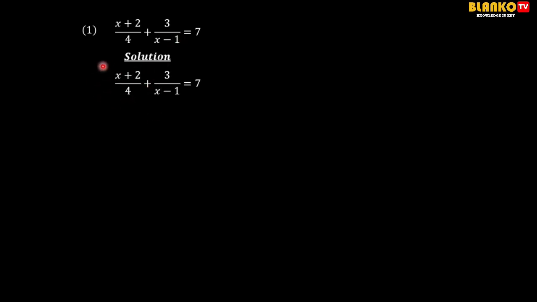So let's start with the first one, which is (x+2)/4 + 3/(x-1) = 7. We are going to use the quadratic formula to solve this question. So the solution: we have (x+2)/4 + 3/(x-1) = 7.